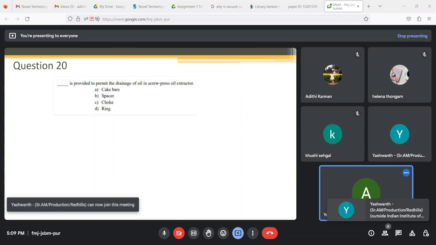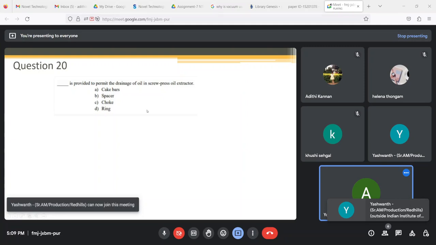Dash is provided to permit the drainage of oil in a screw press oil extractor. So the screw press oil extractor will press all the oil seeds to leak out all the oil that is present. It will not be a 100% efficient process, but in the case of high oil containing seeds like sunflower seeds, a pre-pressing is done to press out the oils in the screw press oil extractor, and after this you can go for a solvent extraction process, the same thing that we discussed in question 1.